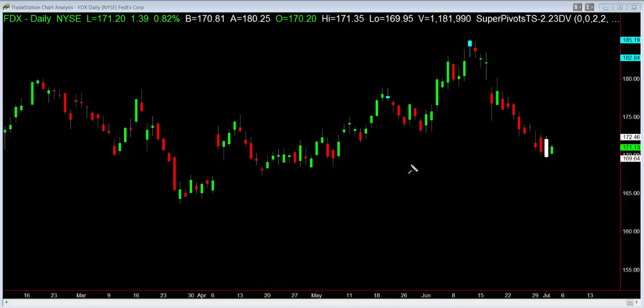Now this is a great example. This just happened, this is the 4th of July weekend. This is the chart of FedEx. We just got a pivot. I have no idea what it's going to do until I get some confirmation.